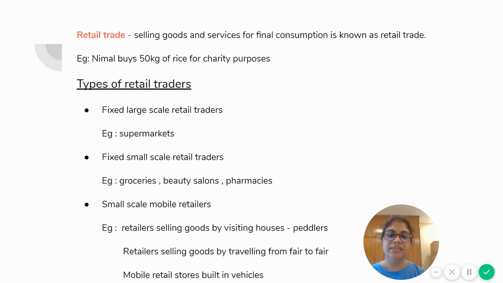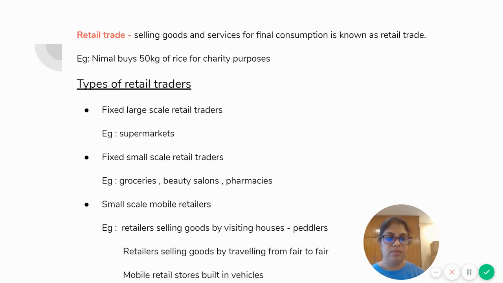Or in the evening, you can see a lot of mobile retailers who are selling short eats and other food items in your vicinity, selling good food items for the final consumption of the consumers. So like that, types of retail traders are three: fixed large-scale retail traders, which we can identify very clearly from the supermarkets, then fixed small-scale retailers such as groceries, beauty salons and pharmacies, and the small-scale mobile retailers who are moving from one place to another with the consumer goods.